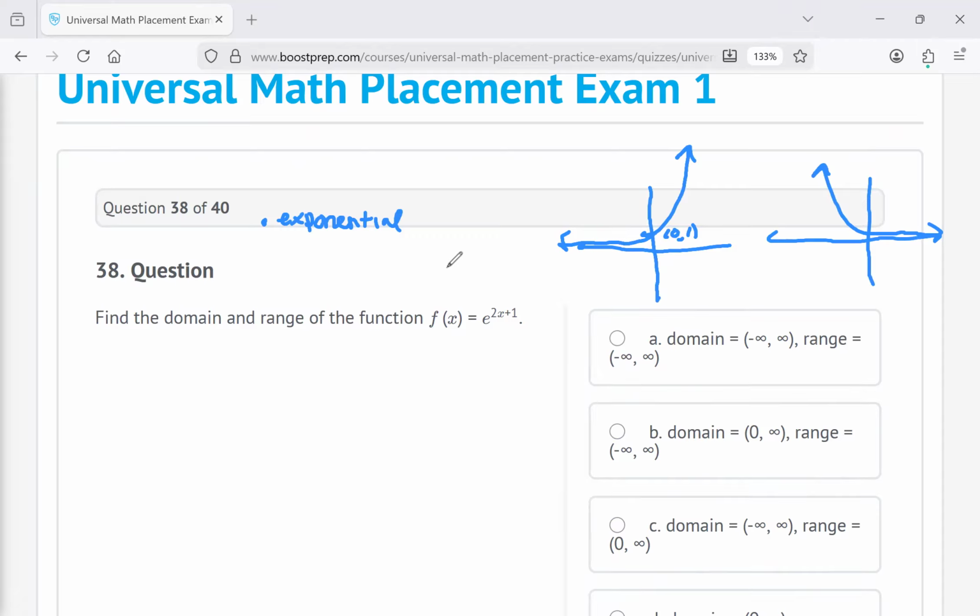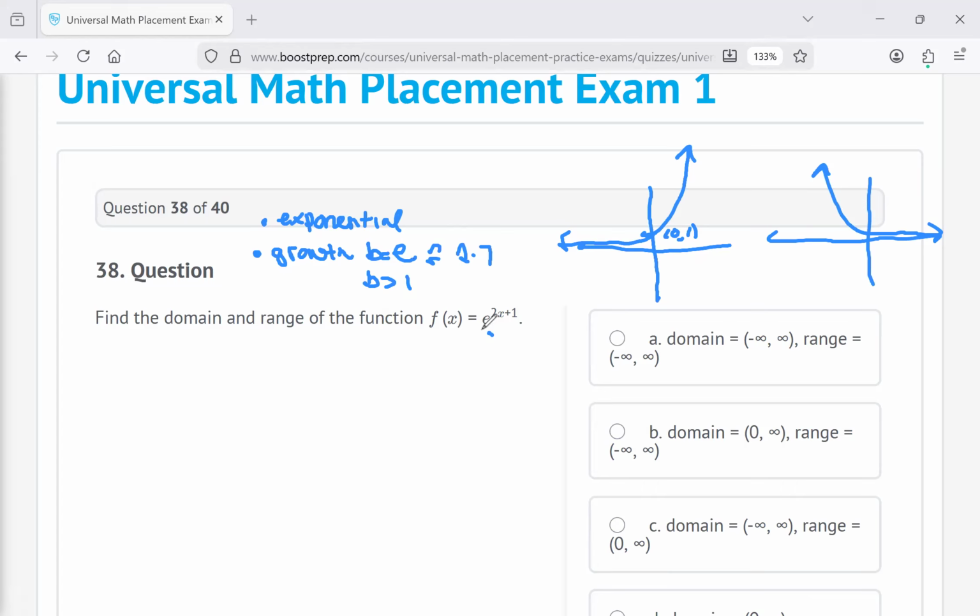So what do we have? We know this is an exponential, and I also know it's a growth. Why do I know it's a growth? Because you look at the base. The base is e, right? e is actually a number, like 2.7. So in order for it to be a growth, the base has to be greater than 1.